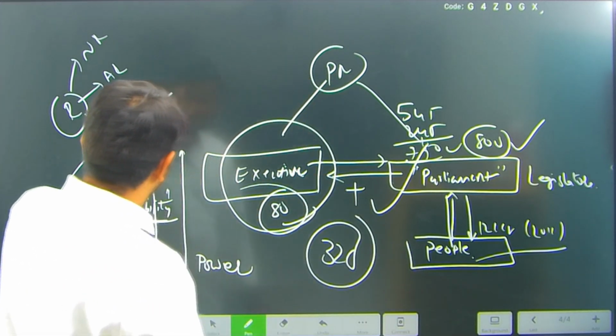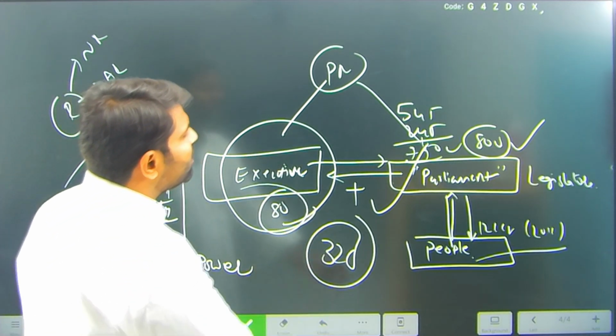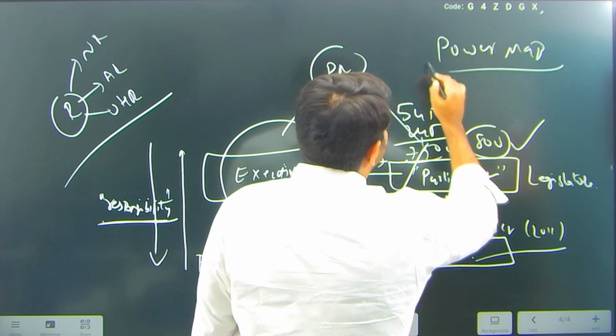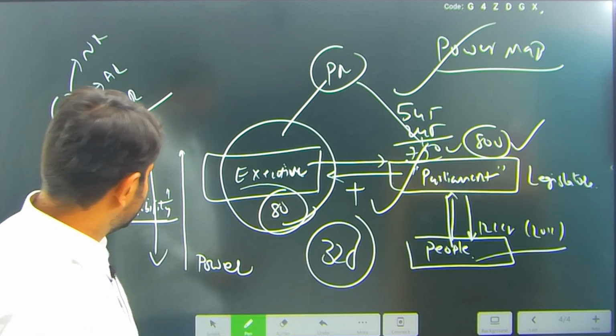That is the parliament power-responsibility flow graph. You need to understand this power map. This I call it as power map. When you understand this power map, you will understand the institutions clearly. I hope it is clear for you, right?